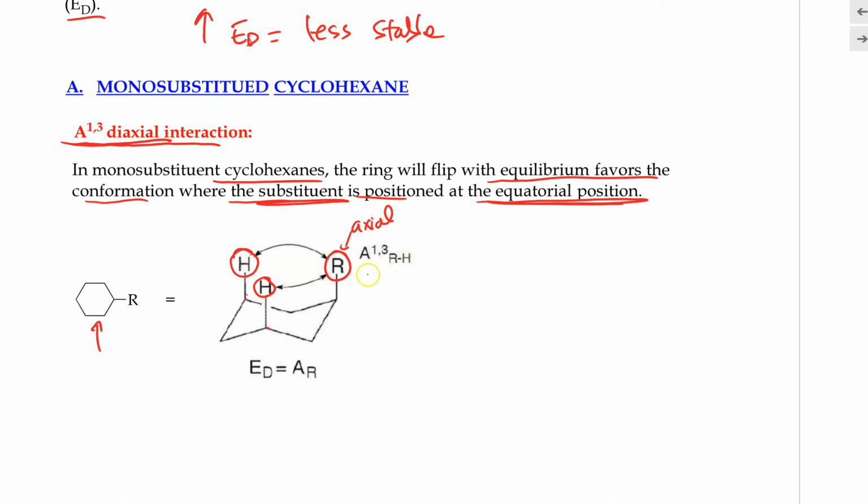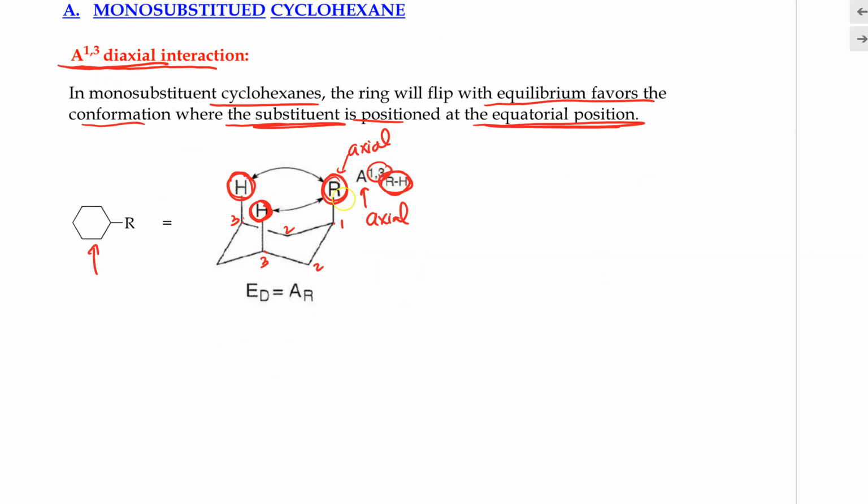And the reason we call this A is because the first A refers to the axial location. And the 1,3 here is because this R group and the hydrogens are 3 carbons away from each other. So let's say here carbon 1, carbon 2, carbon 3. So this will be interacting with the hydrogen at carbon 3. And same thing over here as well. This R group would also be interacting with this hydrogen, since there are 1, 2, and 3 atoms from each other. And therefore this is called A1,3. And now RH here is to show that it is an interaction between the hydrogen and the alkyl group.